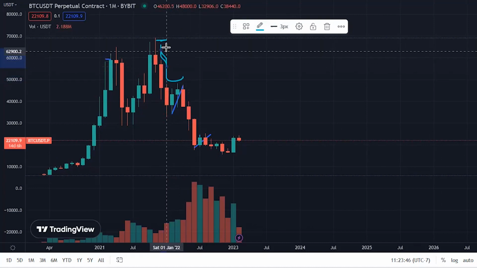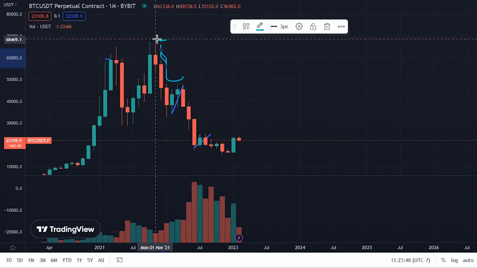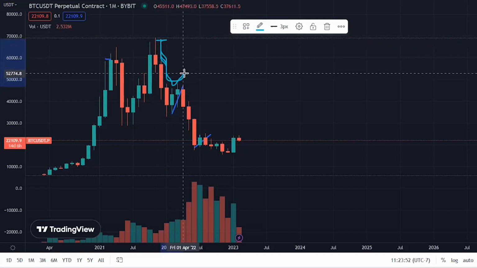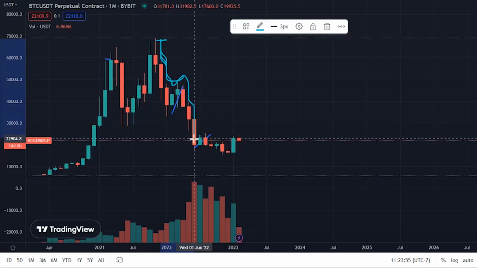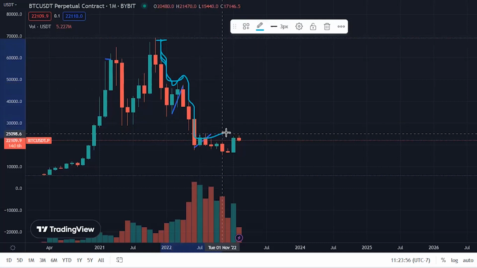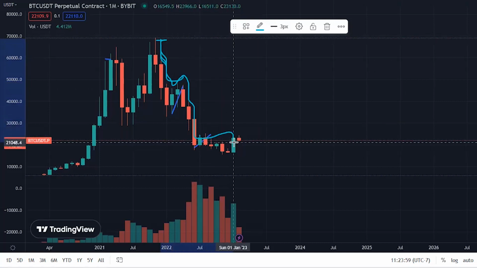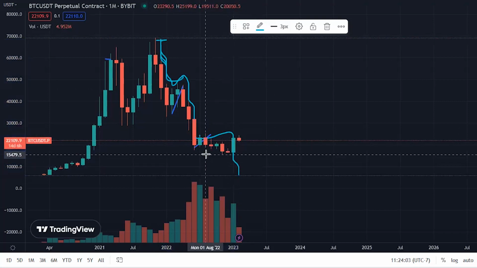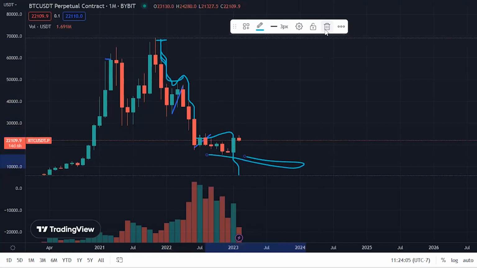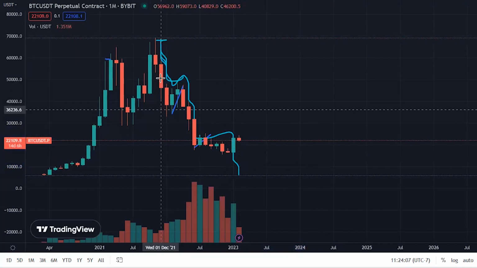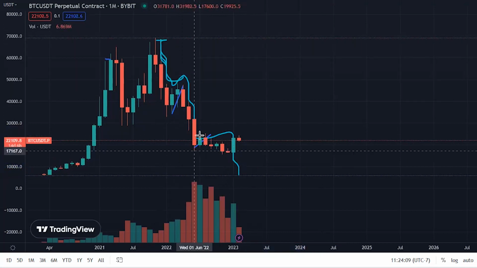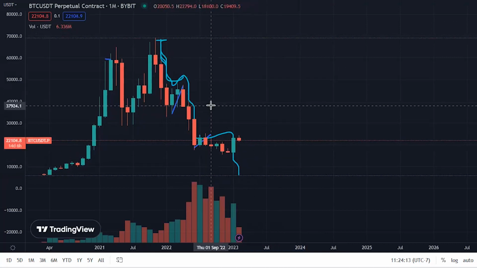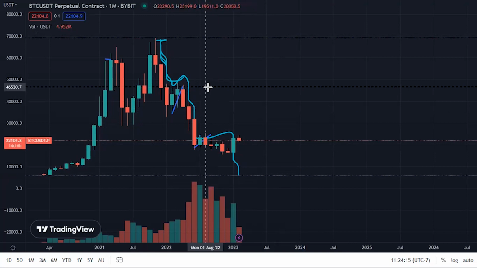You can clearly see that after the 69,000 pump, it went down here and it came up here, fell more, and then now it's here. There's a high chance this downtrend might continue, or it might end right where it is. So right now on the monthly time frame, Bitcoin is in a downtrend. That's the first thing we want to figure out. We already figured it out: downtrend.